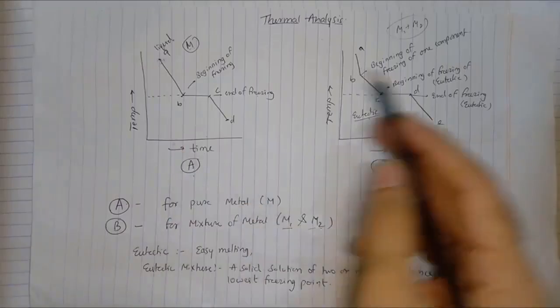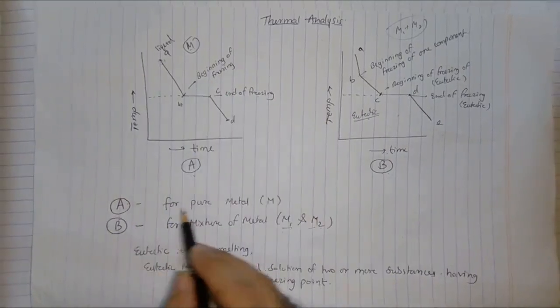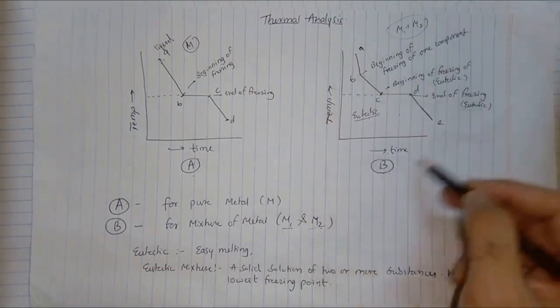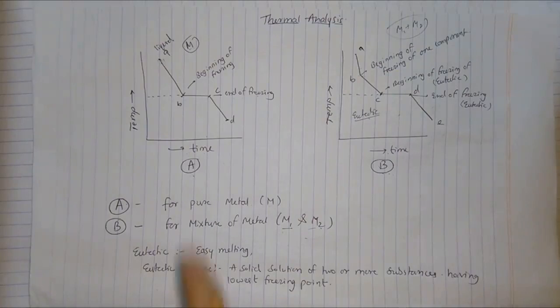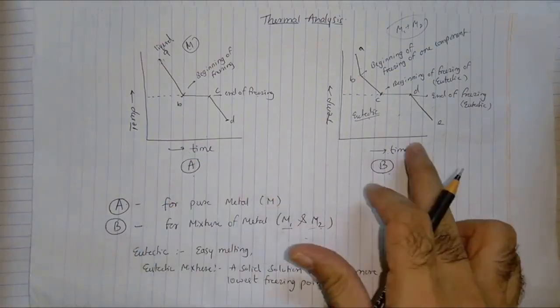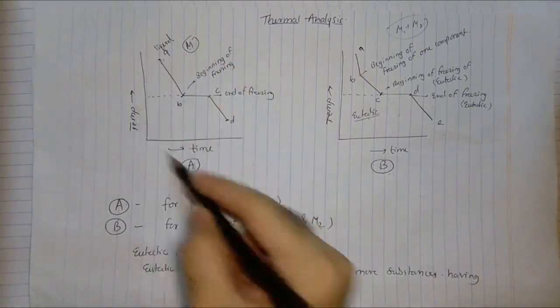Now this is the thermal analysis of pure metal. Graph A in front of you is for thermal analysis of pure metal and graph B is for a mixture of metal. These are also called cooling curves. This is the cooling curve for pure metal, and this is for a mixture of metal. Now let's consider graph A.